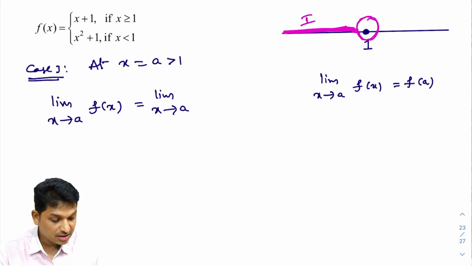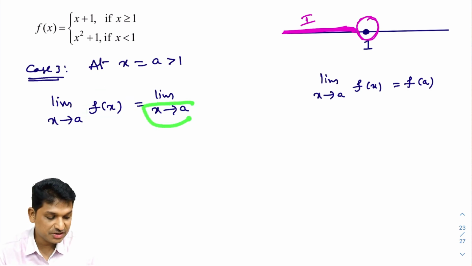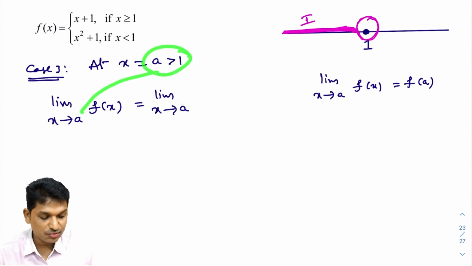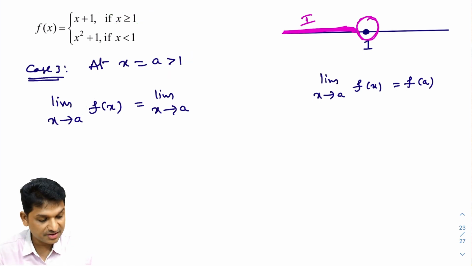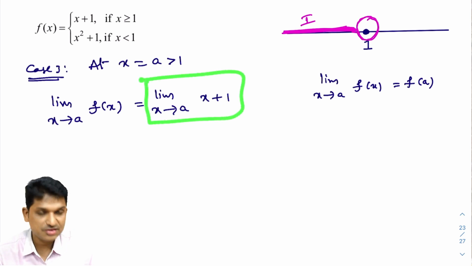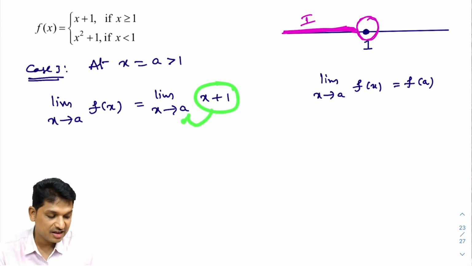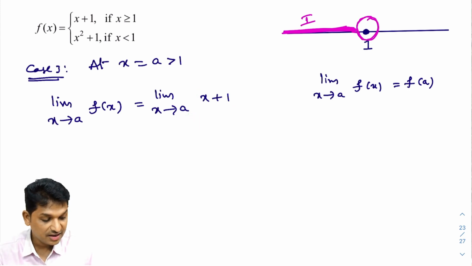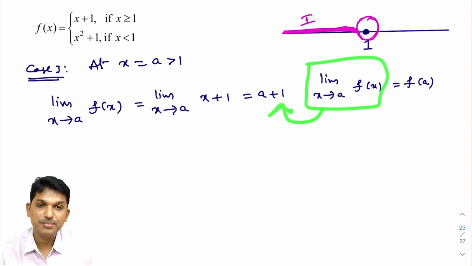Here what is f of x? X approaches to a. A value is greater than 1. When a value is greater than 1, which function to choose? First function. So f of x is x plus 1. Now I want to calculate limit of this function. How to calculate? Direct method. Wherever x is there you write a. So you will get a plus 1. I got a plus 1.